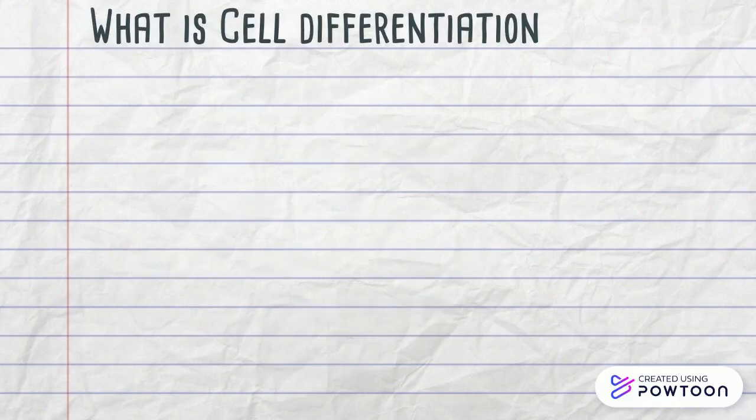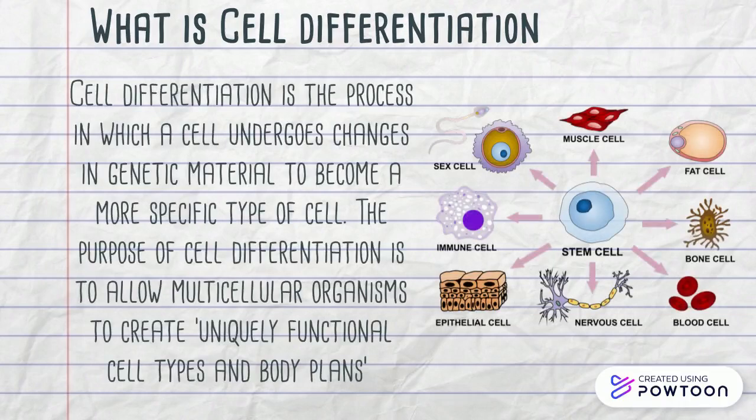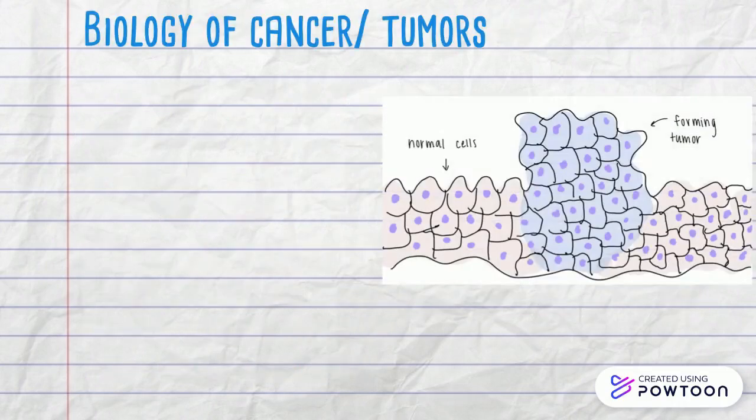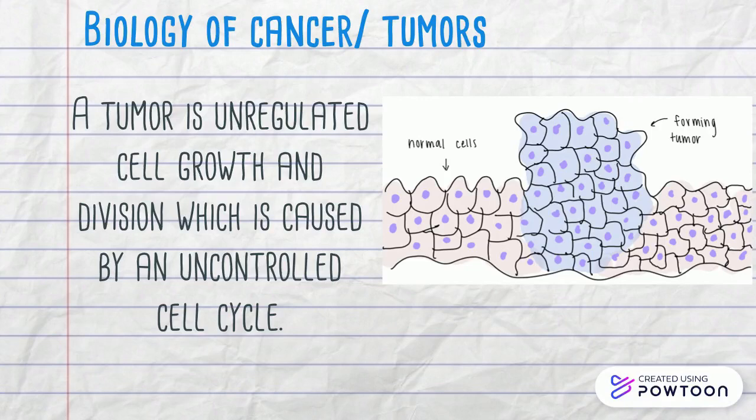Cell differentiation is a process in which a cell becomes a more specific type of cell, so that way they all have different functions. If you didn't know, cancer is caused by a tumor, and a tumor is unregulated cell growth and cell division, which is caused by an uncontrolled cell cycle.